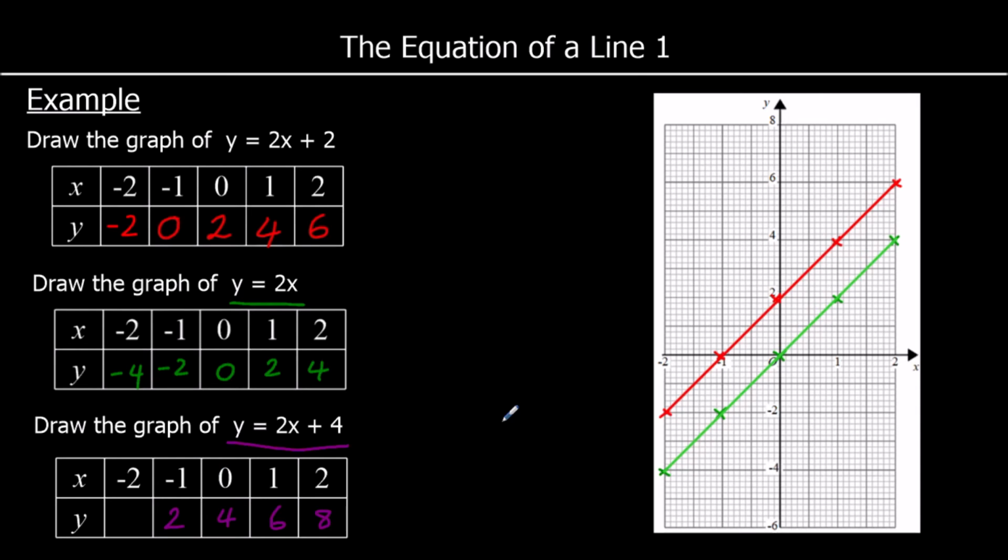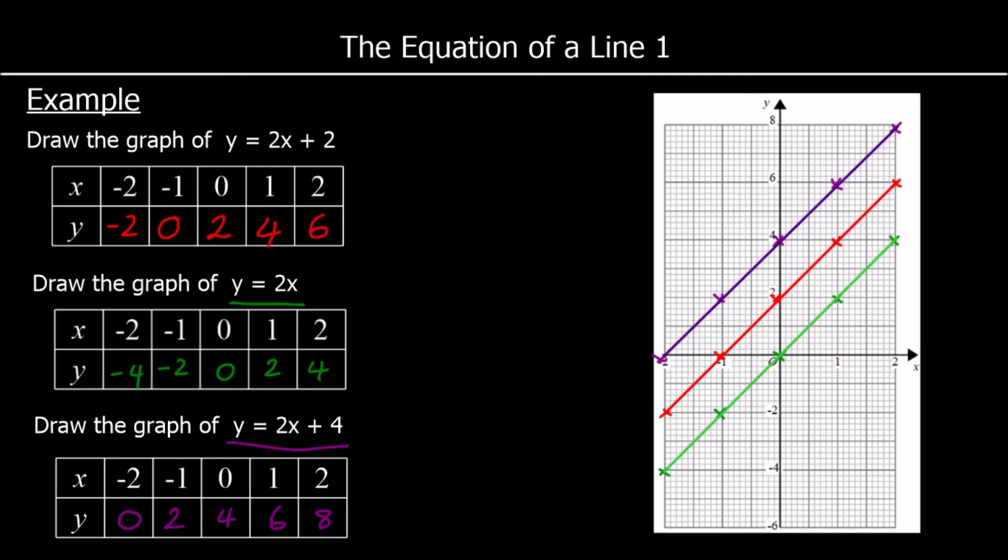And 2 negative 2s make negative 4, and plus 4 makes 0. So we've got negative 2, 0. Negative 1, 2. 0, 4. 1, 6. And 2, 8. So again, join them up with a straight line. And there is our graph.